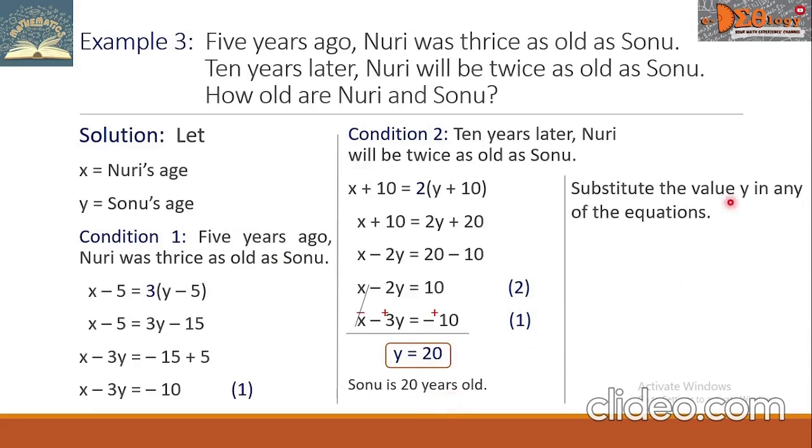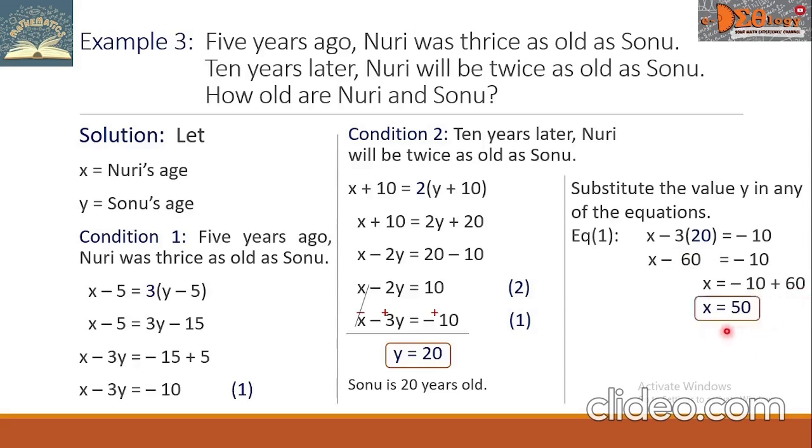Let us substitute the value of y in any of the equations. Let's say the first equation, x minus 3y equals negative 10. So we substitute it here. x minus 3 times 20 equals negative 10. Negative 3 times 20 is negative 60. We transpose this negative 60 to the right. So x equals negative 10 plus 60. And the right side becomes 50. So x equals 50. In the beginning, we said that x is Nuri's age. So Nuri is 50 years old.